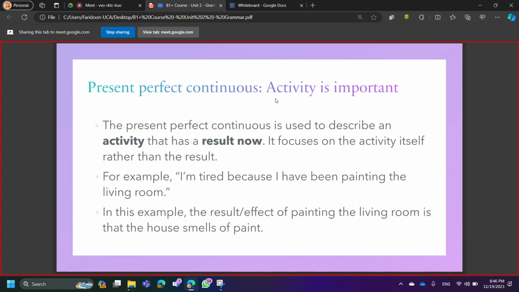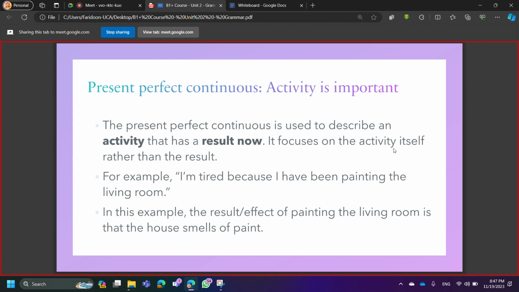Present perfect continuous: in here, activity is important, or the process is important. The present perfect continuous is used to describe an activity that has a result now. It focuses on the activity itself rather than the result. For instance, I'm tired because I've been painting the living room. In this example, the result or the effect of painting the living room is that the house smells of paint, or maybe that you're tired. Because you're what? You're tired. So, I'm tired because I've been painting the living room.